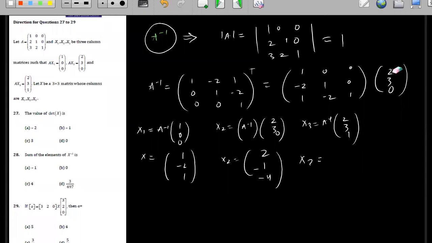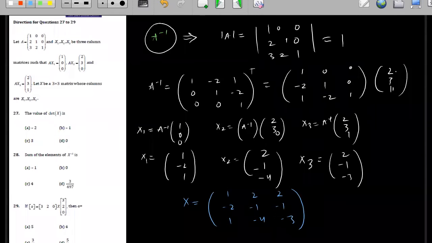X3 will be simply, here we have 2, 3, 1. X3 is 1 into 2, then we have 2, then 2 into 1, this will be minus 1, and this is 1 into 2 minus 4 plus 1, so minus 3. So I've got x1, x2, x3 as this, so I can combine them and form a single x. So this is the x matrix which they've asked for: 1 minus 2, 1, 2 minus 1 minus 4, 2 minus 1 minus 3, right?